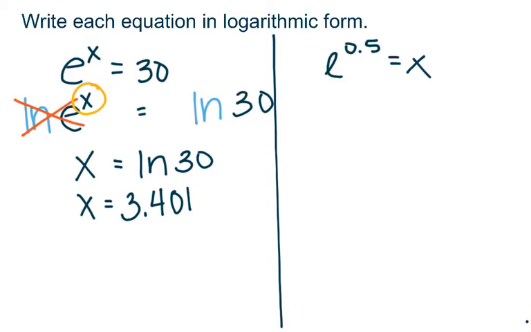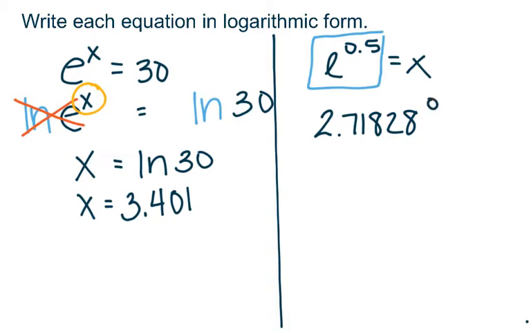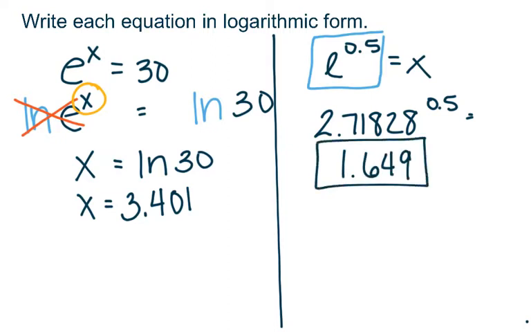X is actually already by itself, so all I need to do is put this in my calculator. Remember, if you're using a Desmos calculator, just keep in mind that E is this number, so just type this into your Desmos calculator and you'll get the same thing. If you're using an actual calculator, then you can just type in E to the 0.5 power. Either way, you should get 1.649 if you round to 3 decimal places.